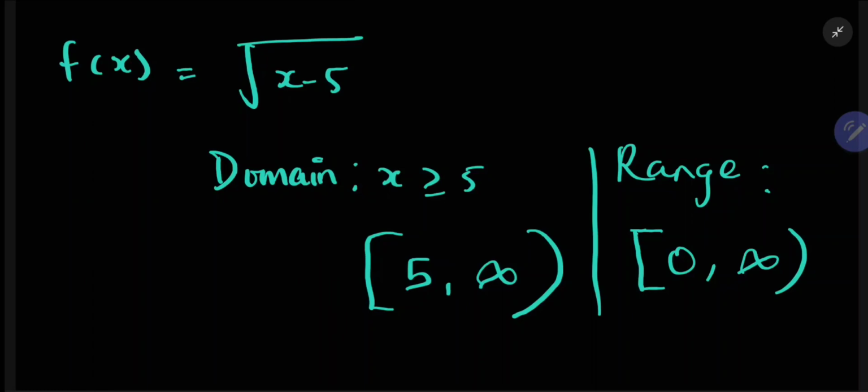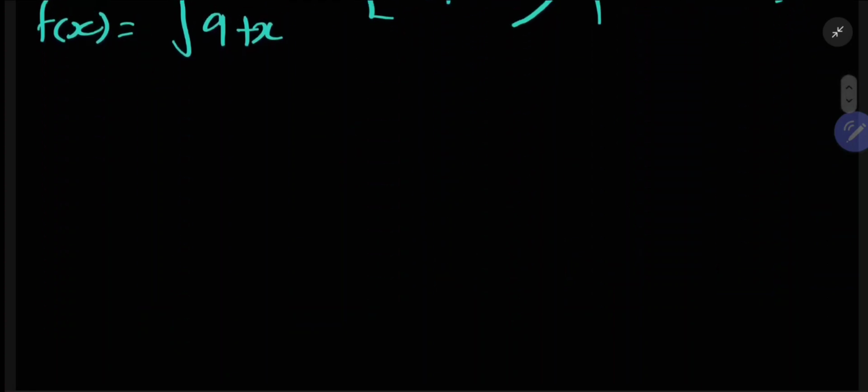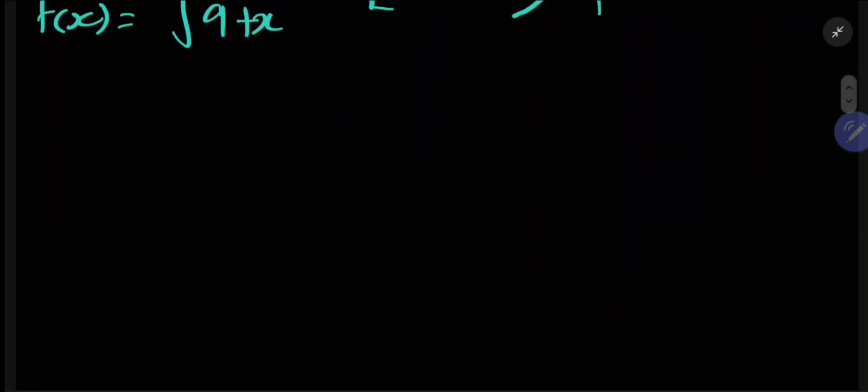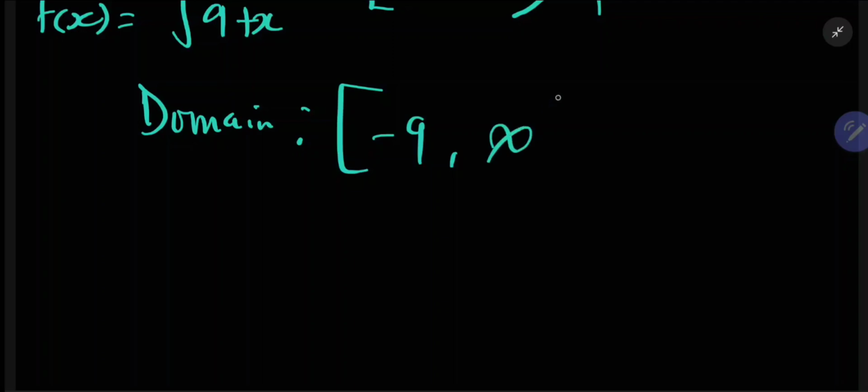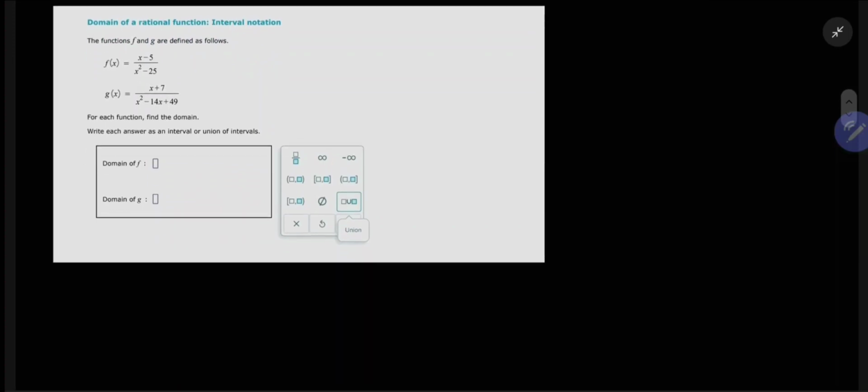So how about you try this, where f of x equals square root of 9 plus x. What do you think the domain should be? If your answer is from minus 9 to infinity as domain, then you are absolutely correct. So let's move on a little bit. So let's look at this.